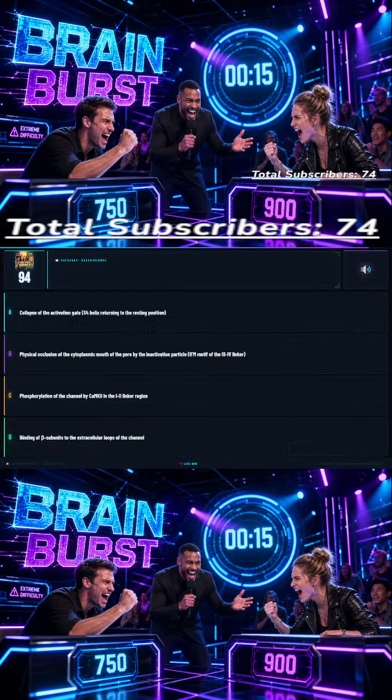Question 94. Voltage-gated sodium channels, NaV, underlie action potential initiation and propagation. Fast inactivation of NaV channels occurs within milliseconds of opening and involves: Option A, collapse of the activation gate, S4 helix returning to the resting position. Option B, physical occlusion of the cytoplasmic mouth of the pore by the inactivation particle, IFM motif of the 3,4 linker. Option C, phosphorylation of the channel by CaMKII in the I-II linker region. Option D, binding of beta subunits to the extracellular loops of the channel.